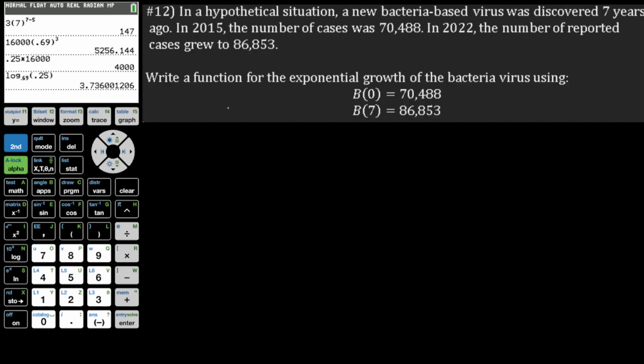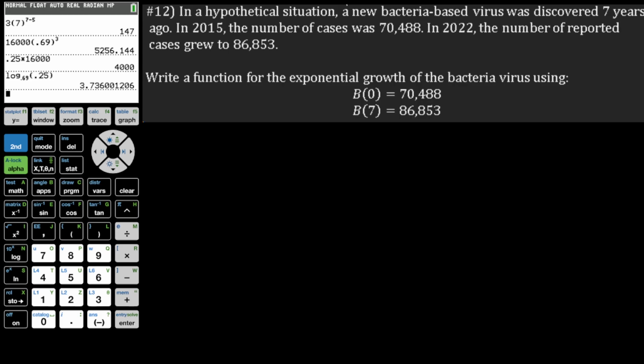For number 12, it says, in a hypothetical situation, a new bacteria-based virus was discovered 7 years ago. In 2015, the number of cases was 7,488. However, in 2022, the number of reported cases grew to 86,853. Write a function for the exponential growth of the bacteria virus using these 2 values. So it's saying, hey, at b of 0, it's this amount, and after 7 years, it's that amount.